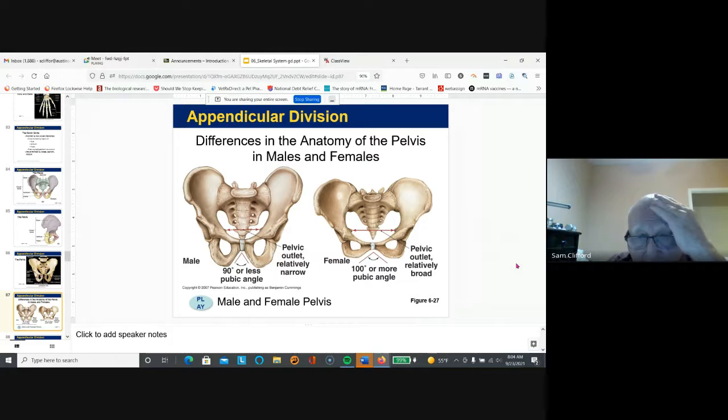You can tell a difference between a male pelvis and a female pelvis. Obviously, you can see the position of the sacrum and the coccyx, the size of the female opening here, the pelvic outlet. So just understand that there's two different arrangements for the male and the female pelvis. We should note that the female pelvis is larger and has more space for delivering the fetus during birth.